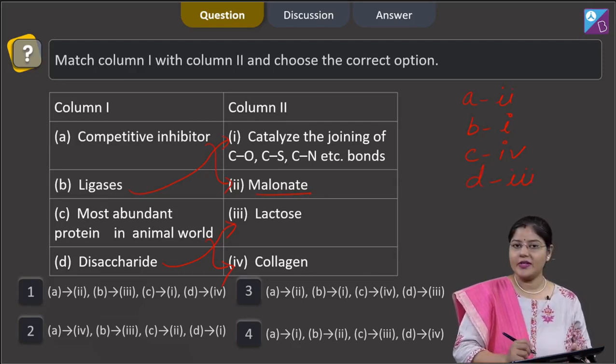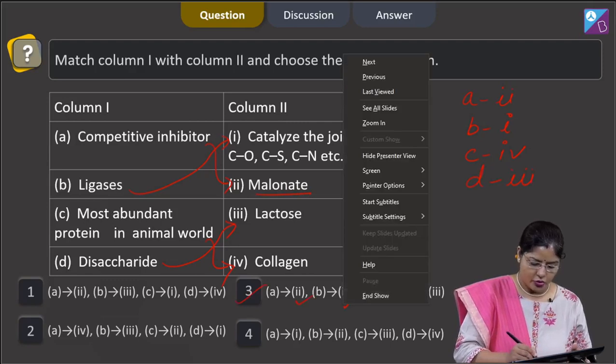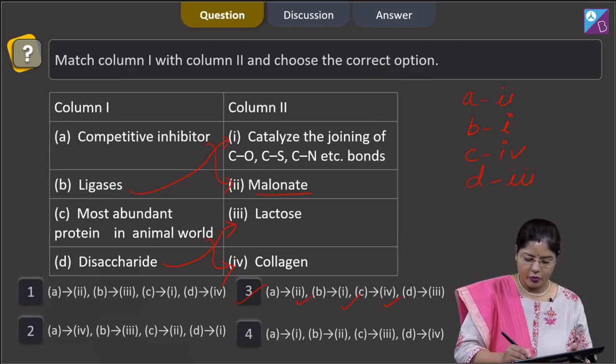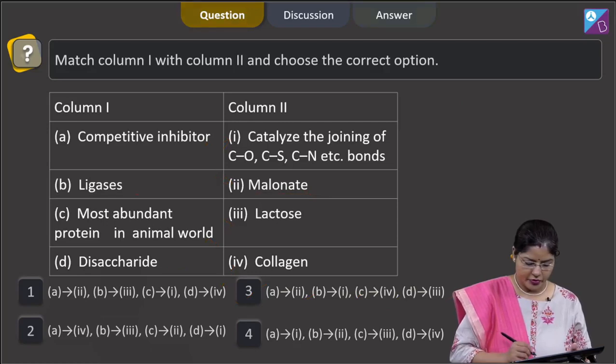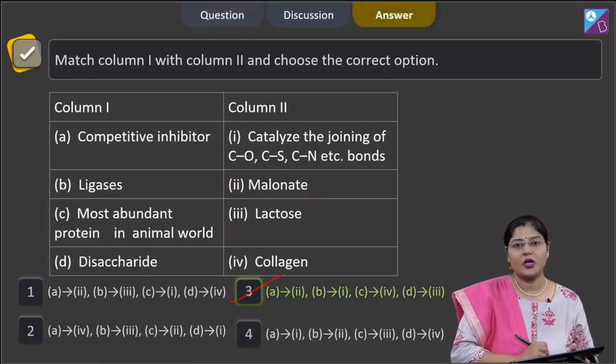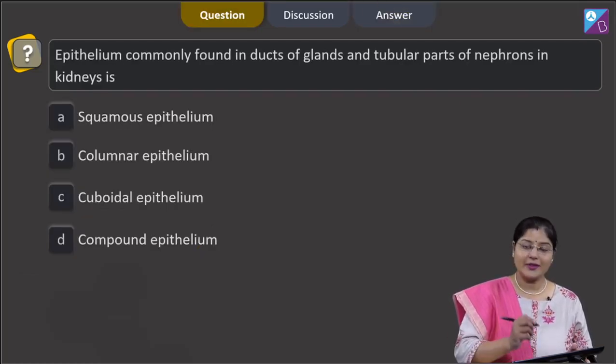Let's see, this combination is given in which option? This is given in option number 3, A with 2, B with 1, C with 4, and D with 3. So, correct answer to this question is option number 3. Now, proceeding to the next question.